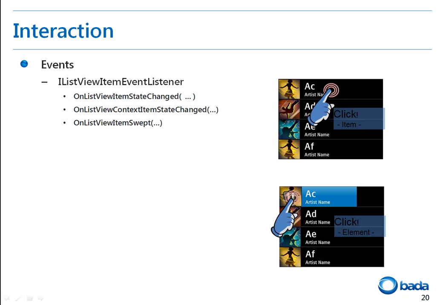iListViewItemEventListener provides events for item state changes, i.e., when any item or element is clicked. An item sweep event notifies that the item has been swept and allows you to know in which direction the sweep was done. Then, if there's an event in the context item, the onListViewContextItemStateChanged method is called.